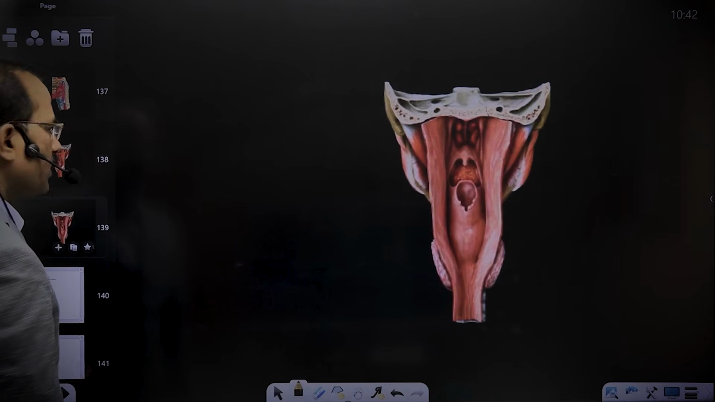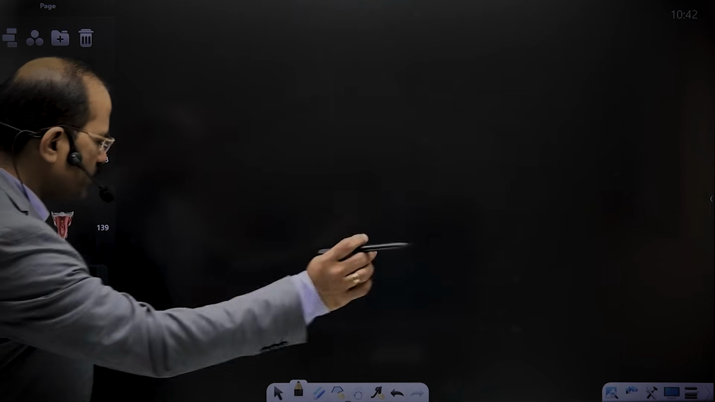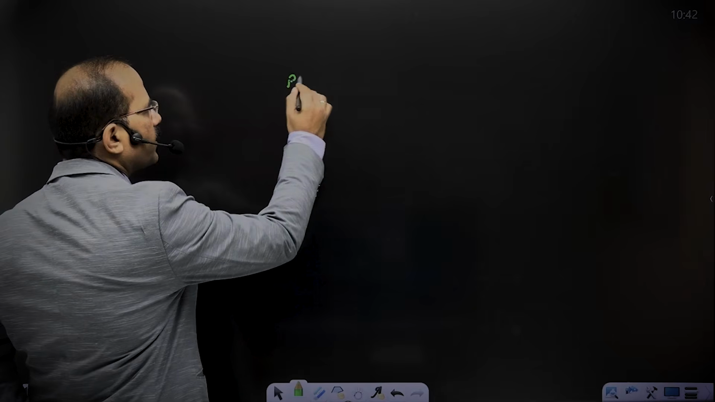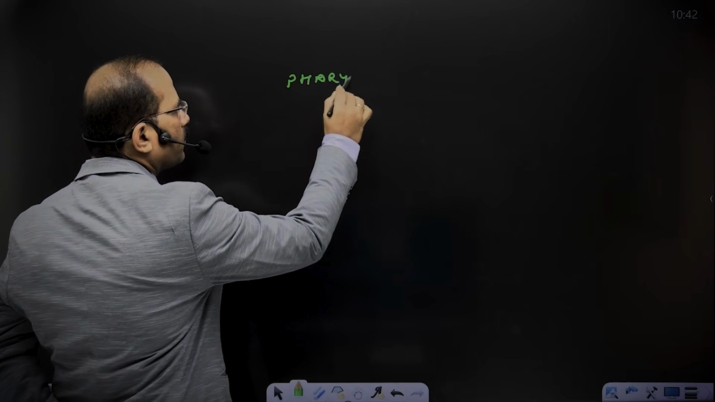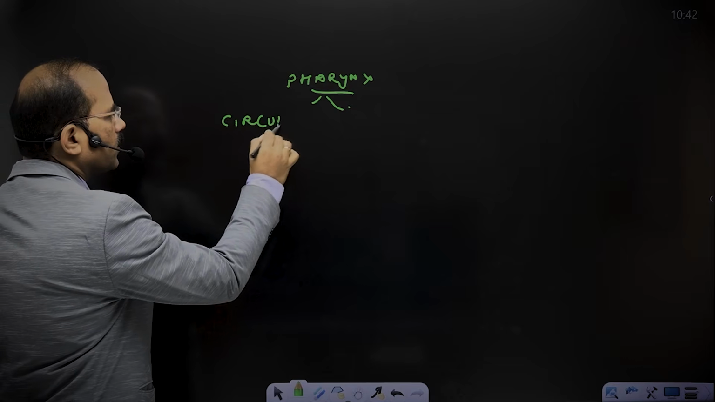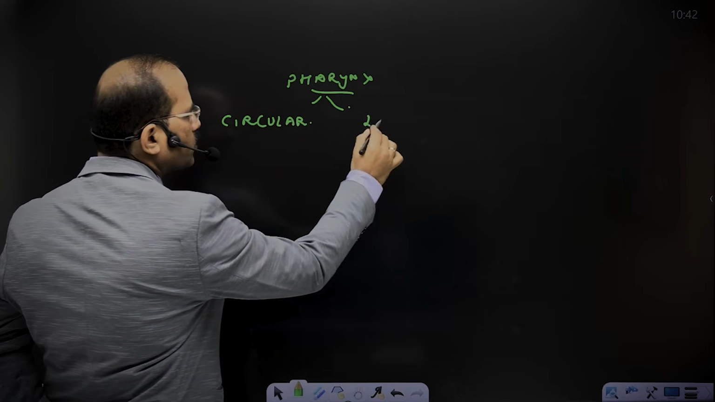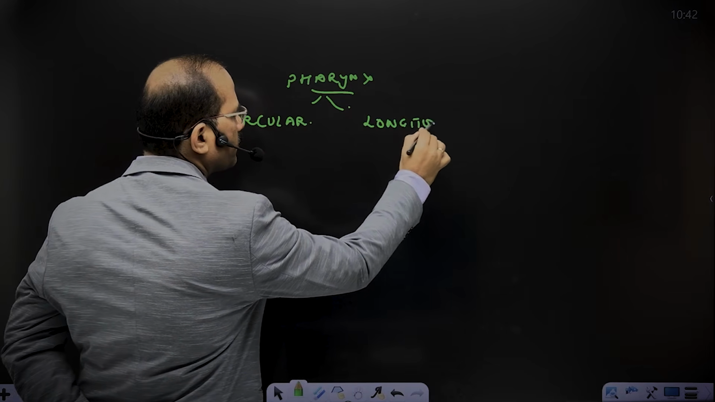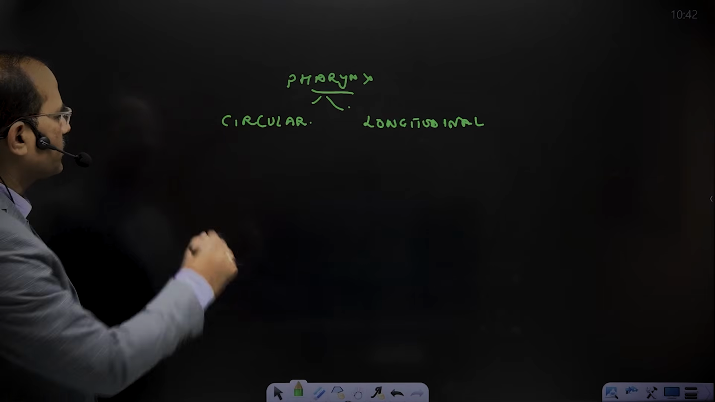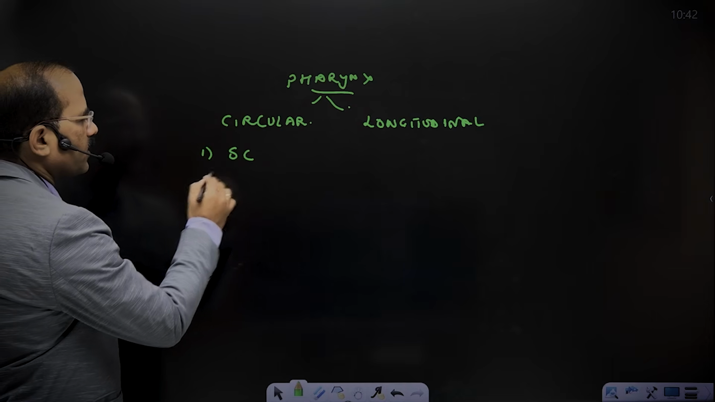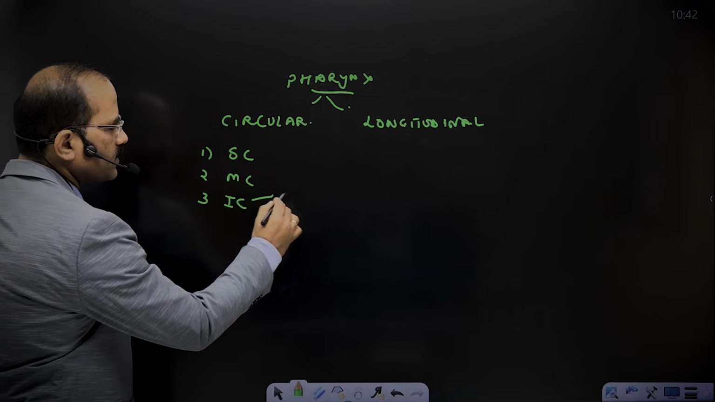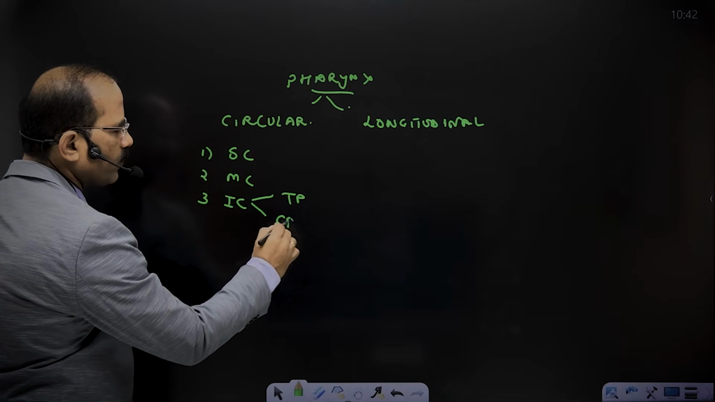Okay, just let me tell you one thing. Nerve supply is very important. So I'll just write the pharynx here. I'll write the muscles of the pharynx. One is the circular muscles and the other the longitudinal muscles. Circular muscles are known as constrictors. First, superior constrictor, middle constrictor, third is inferior constrictor, which has two parts: thyropharyngeus part and cricopharyngeus part.